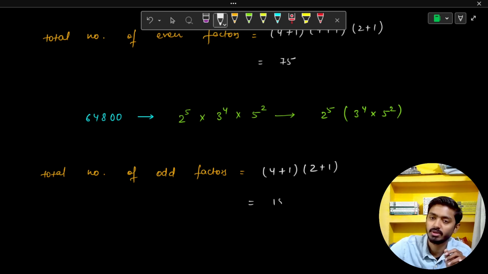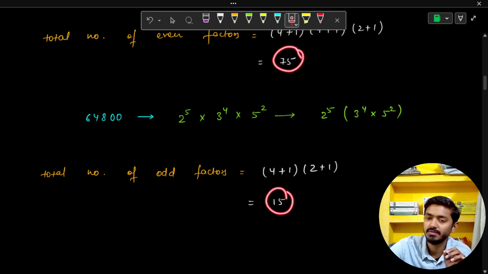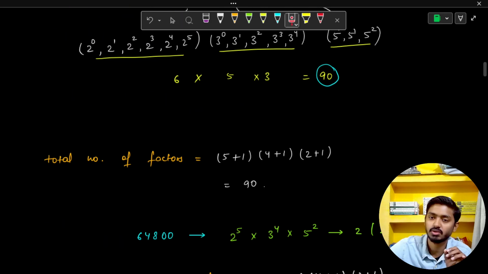You get 15. Now there is an interesting fact over here. If you observe, the total number of even factors is 75 and the total number of odd factors is 15. You add them up, that is 90. That is anyway what we were getting as the total number of factors. Simple as that.